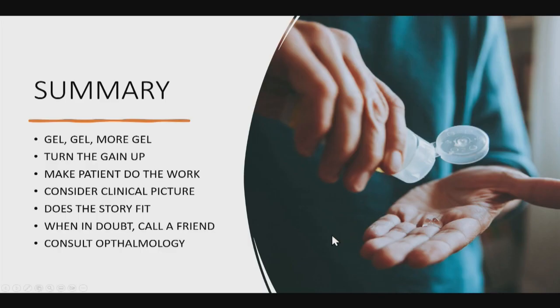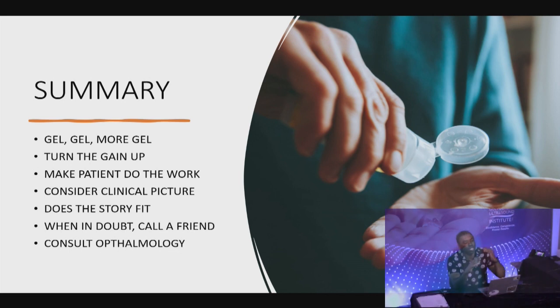And to go over a summary slide: gel, gel, more gel. If you don't see what you need to see, put some more gel on it, and you will. Next, turn that gain up. For the most part, you're going to see what you need to see. However, if you're still saying I'm missing something after scanning normally, overgain, because it will show you things that would not come out normally. Also, make the patient work. Look left, look right, look up, look down. Consider the clinical picture. Does the story match what's actually going on?